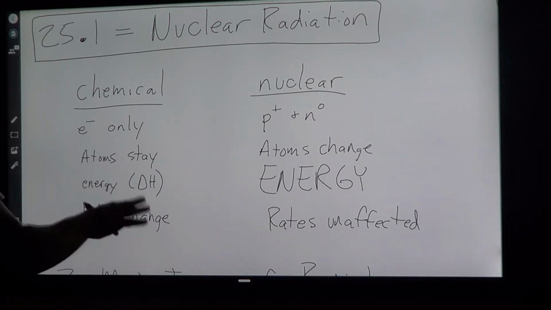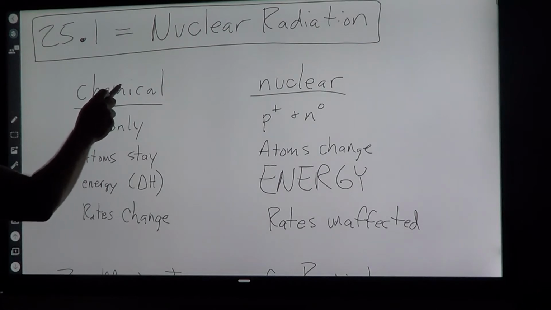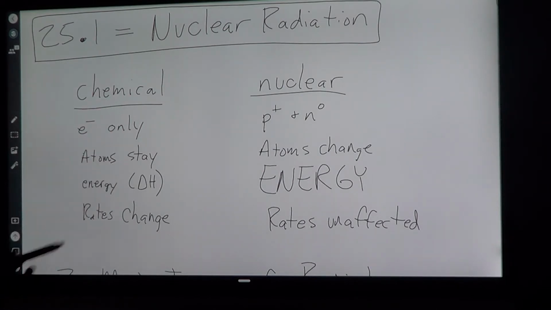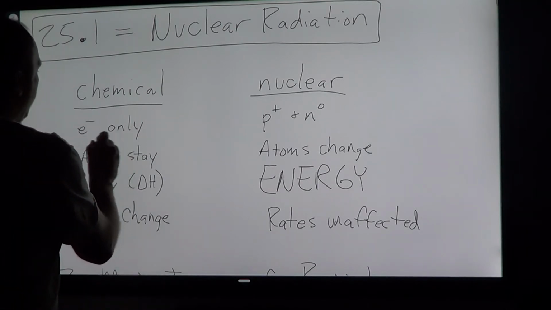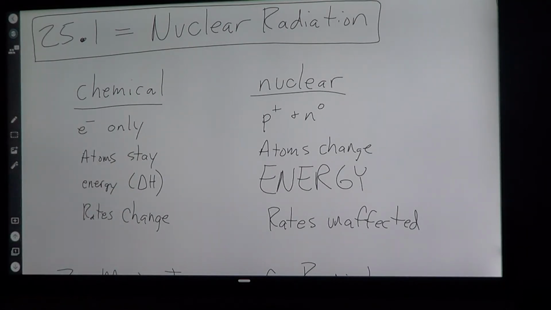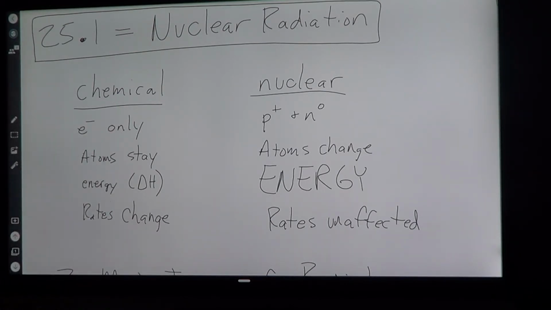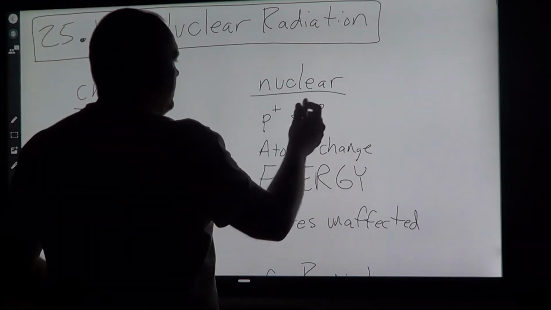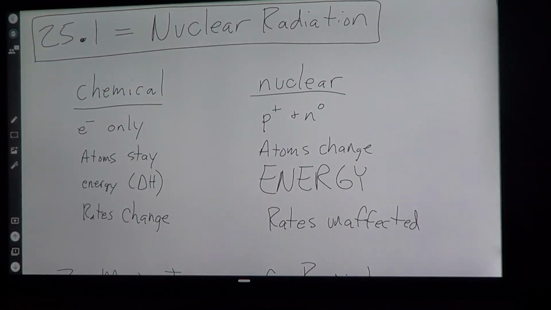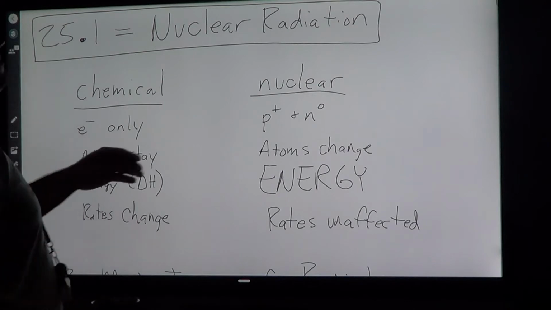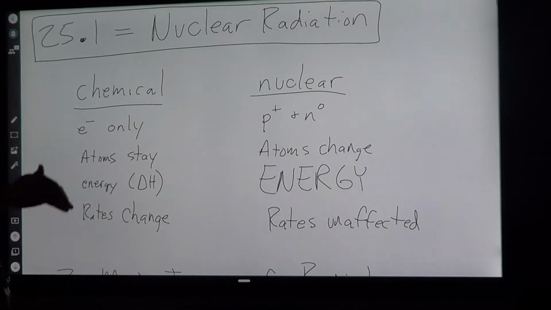But that's the first thing you need to remember: chemical reactions concern only the electrons, and specifically the valence electrons of the substance. So all the rules we've been learning all year long about dealing with the electrons, those are the only things that dictate chemical reactions. It's all about stability of the valence shell. Whereas a nuclear reaction involves protons and neutrons.